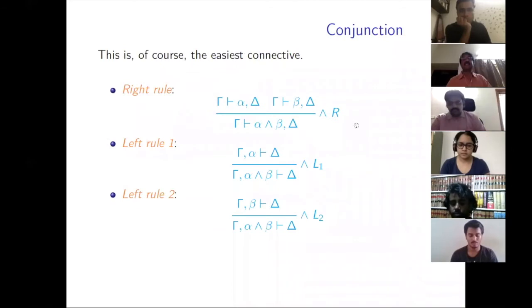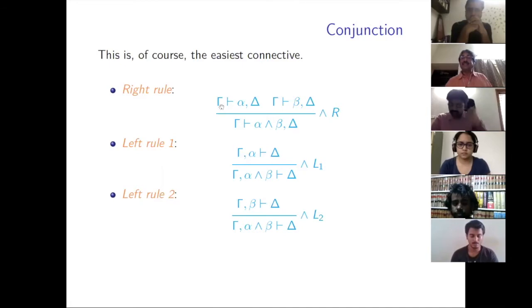Then you have conjunction, and that's the easiest connector. It's exactly what we have in the natural deduction system. The right rule for conjunction is: if you have derived alpha on the right hand side and beta on the right hand side, you can combine them to have alpha and beta. And you can check the soundness of these things as we go along, right?